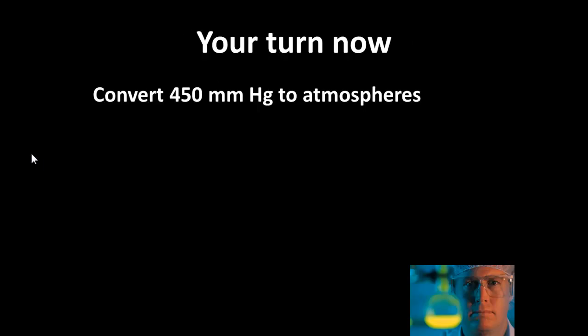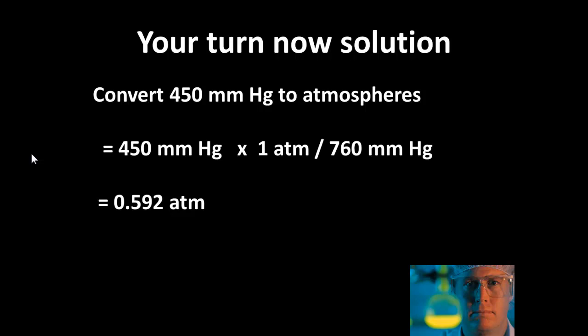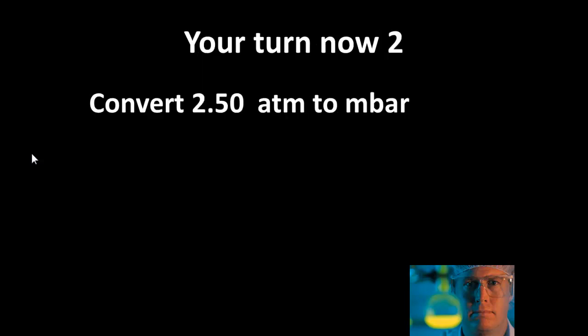Okay, your turn now. Convert 450 millimeters of mercury to atmospheres. So think about what you've got to do. Right, it's the same calculation: 450 millimeters of mercury multiplied by 1 atmosphere divided by 760 millimeters of mercury. The millimeters of mercury cancel each other out, leaving an answer in atmospheres of 0.592.